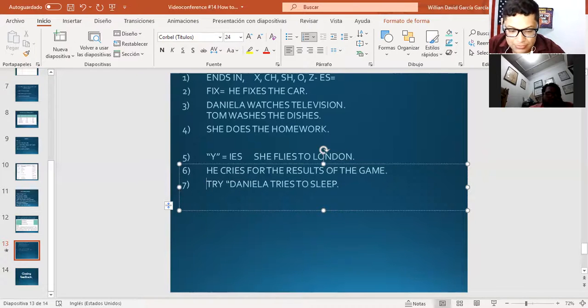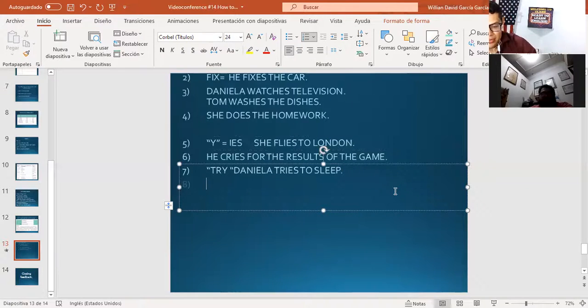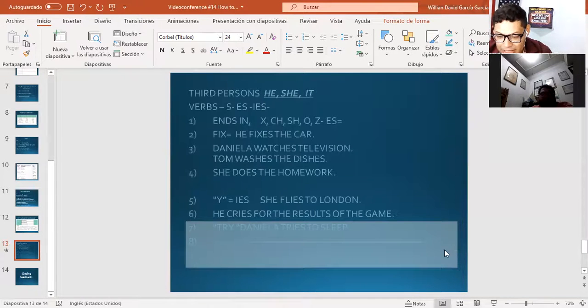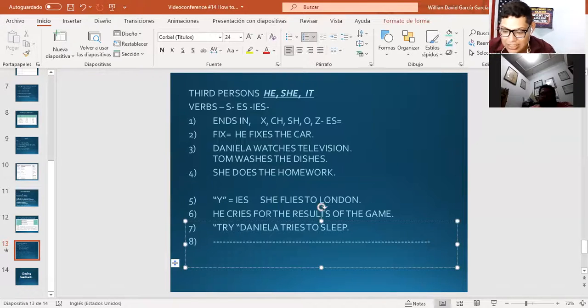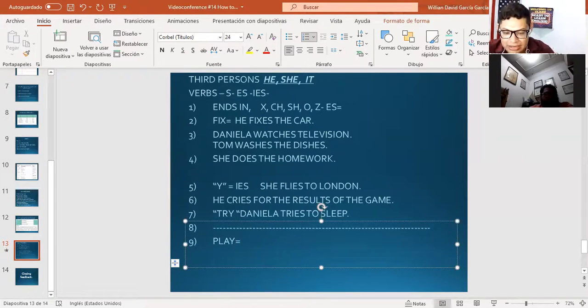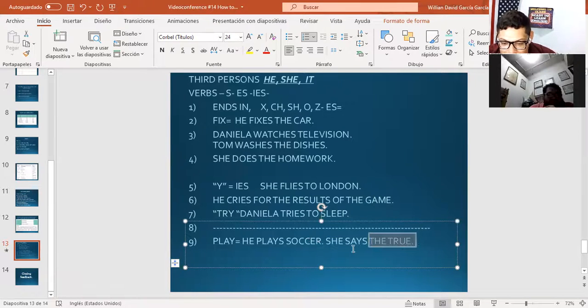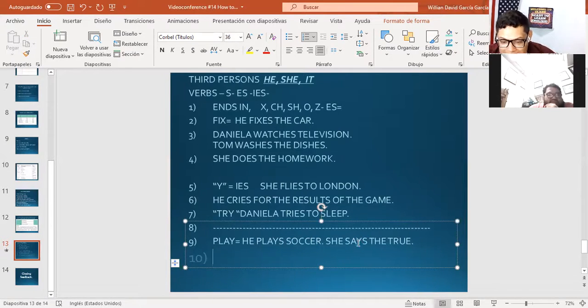Entonces, ahí está el resultado. Hay unos verbos, por ejemplo, que no cumplen estas reglas. ¿Pero y por qué? Por ejemplo, si yo le digo el verbo play. ¿Cree usted que al play le vamos a eliminar la Y? No, porque hay una vocal a la par de la consonante. No, exacto. Excellent. So he plays soccer. En este caso, you know, she says the truth. Ella dice la verdad. Él juega fútbol. Entonces, estas, si usted se fija, no necesitan llevar una IS porque terminan a la par con una vocal.